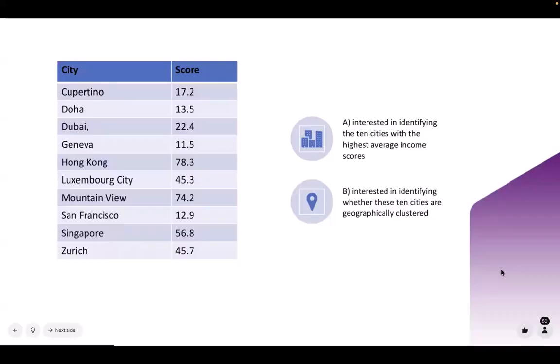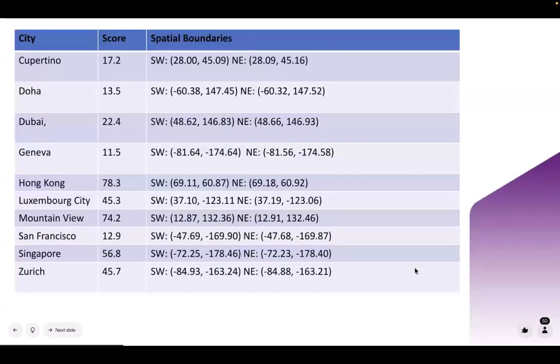However, if you are interested in answering question B, which is identifying whether these 10 cities are geographically clustered, we might struggle to answer that question with the data that we have here. And this is because we need some more information, specifically about the shape of the country and the geographical location. In that instance, we might have something that looks like this. We now have three variables, including the city, the score, and the spatial boundaries. And this provides us with the shape and the geographical location that allows us to basically map those scores onto a map.